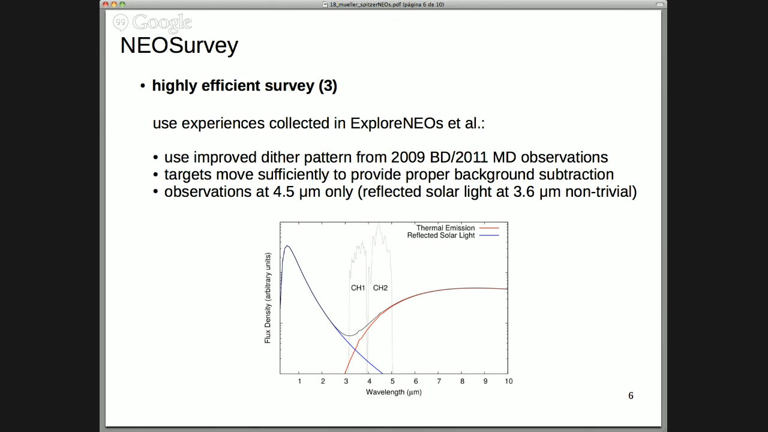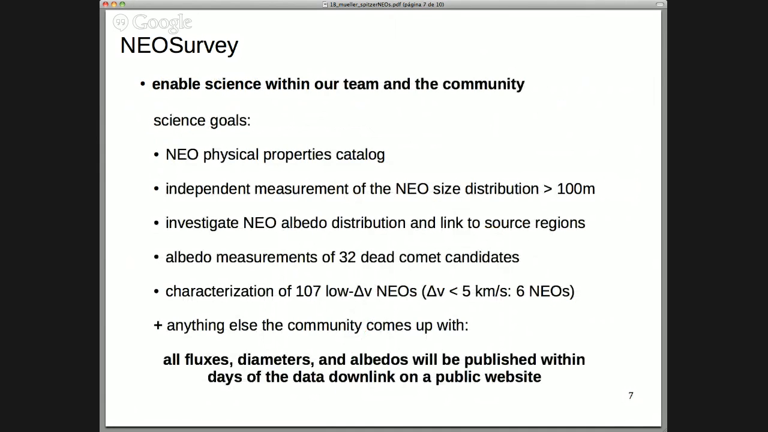And yeah, the slide is not optimized for this audience, but we were going to get all sorts of cool science out of it, of course. Of our 600 targets, 32 could be dead comets, 107 are low delta V. If you apply a cut at 6 kilometers a second, or a more stringent cut at 5 kilometers a second, we still get 6 targets. It would be extremely interesting to fly to them dynamically.